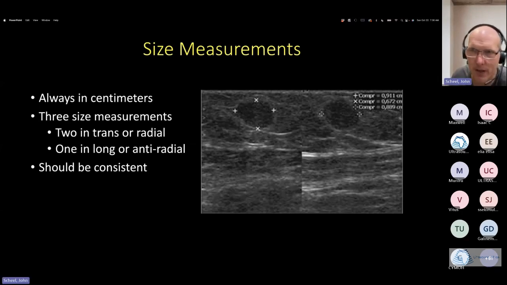Now, it's important that you use a convention in Uganda that is consistent. So if people at Malago Hospital, for example, use trans and longe to get 2 different pictures of each mass, then everybody should be using that at Malago Hospital. The reason you do this is because if you're following up a mass and one person uses trans and longe and the other one uses radial and anti-radial, you might actually be getting different measurements, and that can be hard to follow up masses.